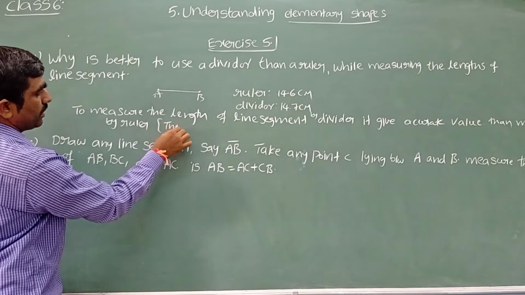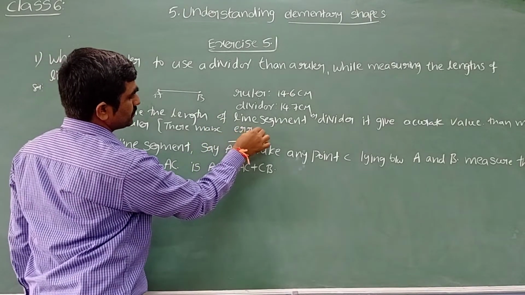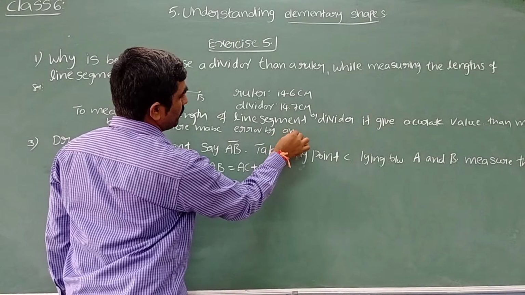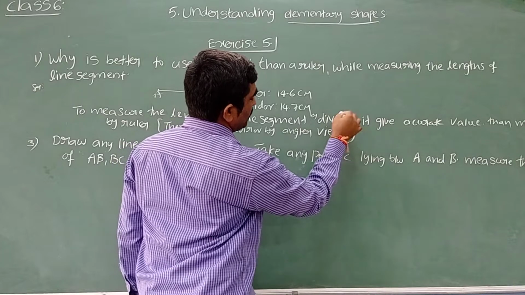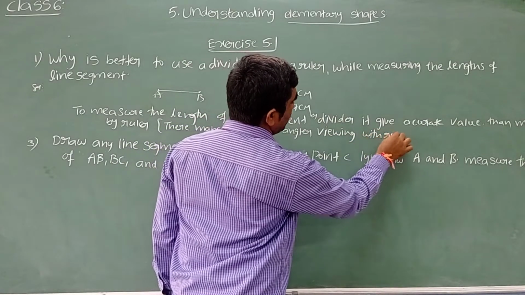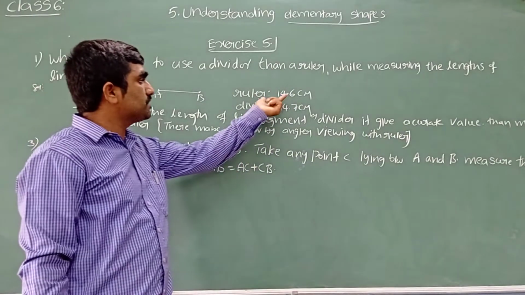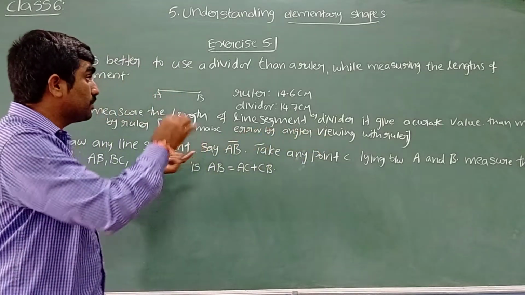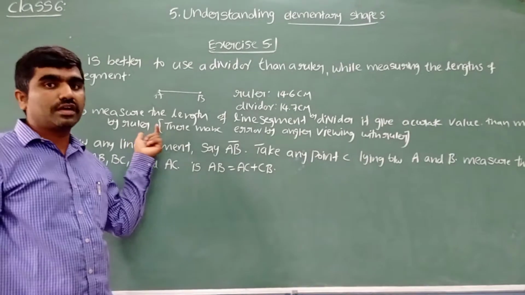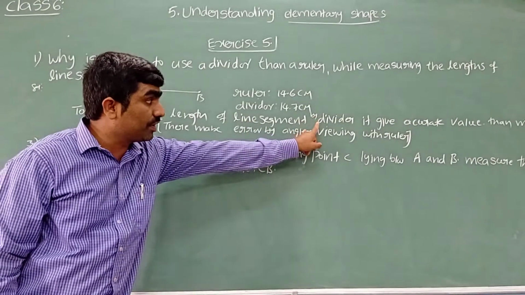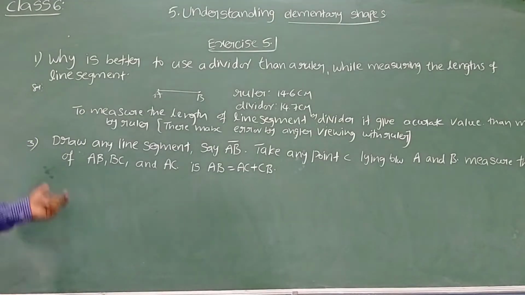So what is the problem if I measure with a ruler? There may be error by angular viewing with a ruler. When you measure the length of a line segment with a ruler, we can see a bit of error because of this angular viewing. You should take the point exactly vertically. So we can conclude the divider is the best way to get the accurate length of a line segment. Now let's see the next one.